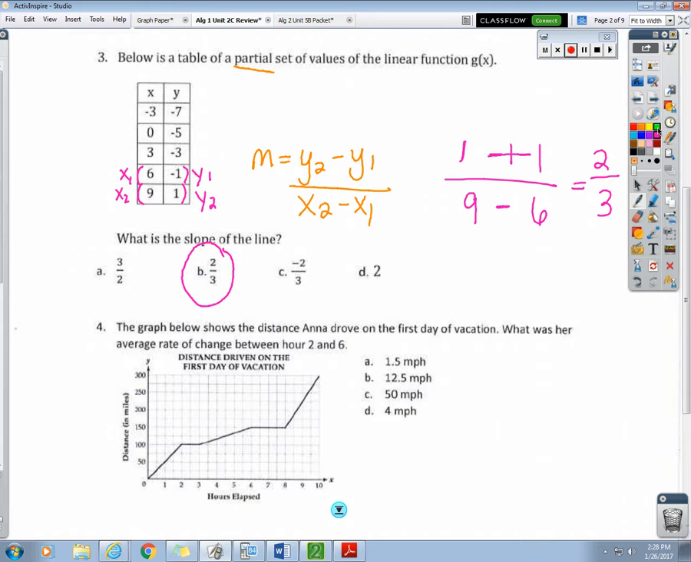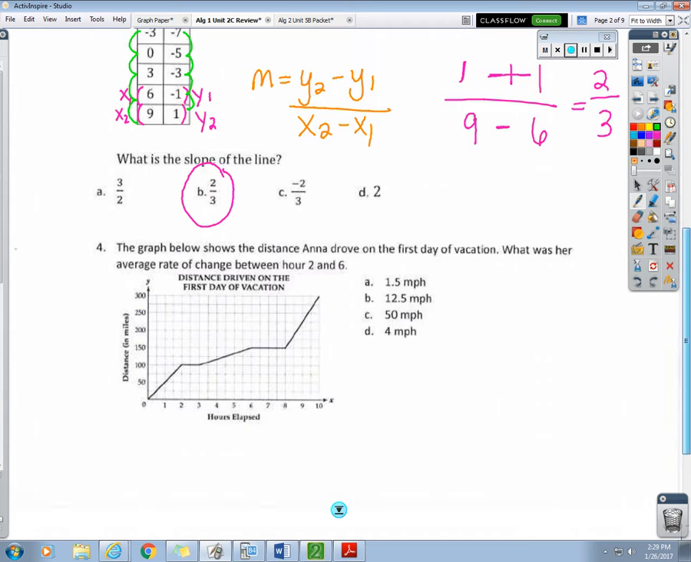Now let me show you another way you could have figured that out. Do the pattern. Each x value is going up by what? 3. See how they're jumping by 3? So the run, because x is going to the bottom of the equation, is 3. And then each y value is going up by 2. That's why your rise is 2. So that's even a faster way of doing it without having to plug in the slope formula.